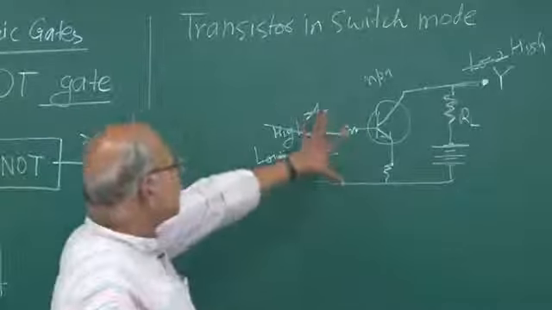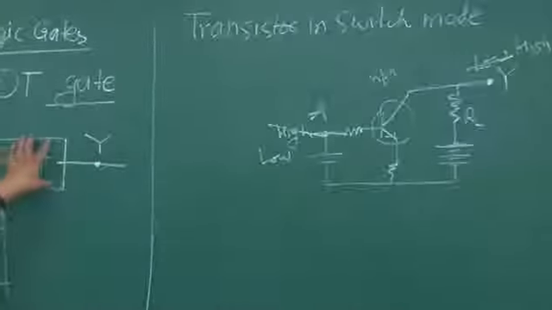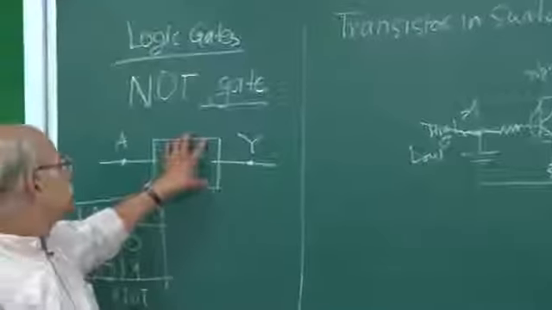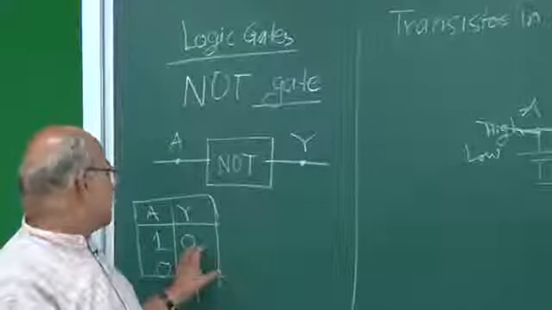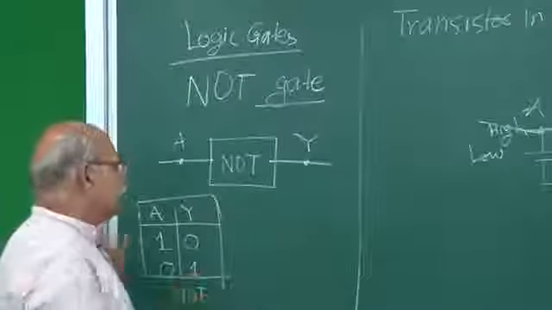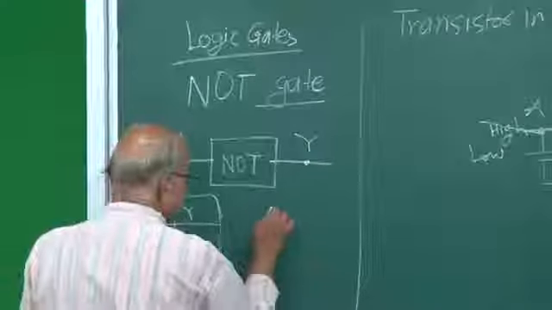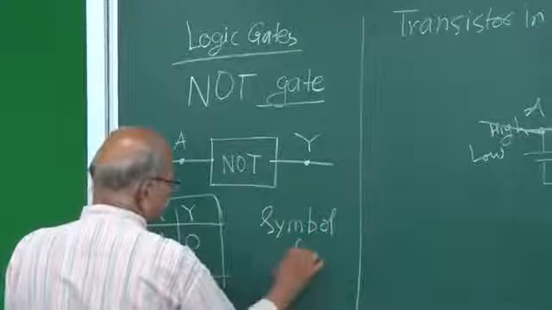So this single transistor itself is a NOT gate. You give one input, you get one output. If the input is 1, output is 0, and if input is 0, output is 1. And there is a symbol for it, the symbol for NOT gate.